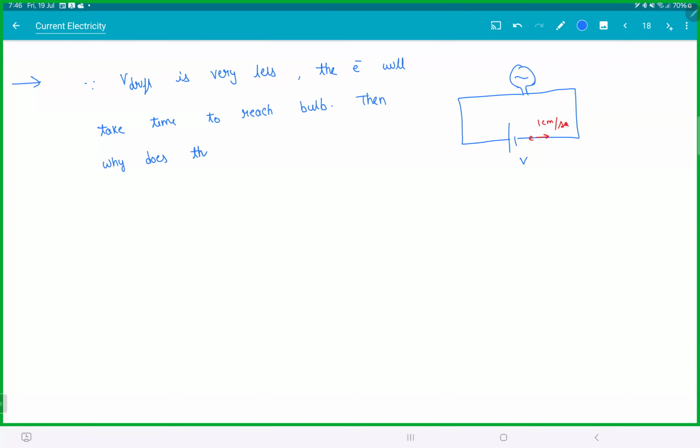Because you said the thermal velocity is not responsible for any motion. Drift velocity is 1 centimeter per second. If you look at your switch and bulb, that is almost 3 to 4 meters of distance. So technically speaking, after switching on, it should take 300 to 400 seconds for the bulb to glow because the electrons will take so much time. Then the question is, why does the bulb immediately glow? What do you guys think? Making sense what I'm asking?